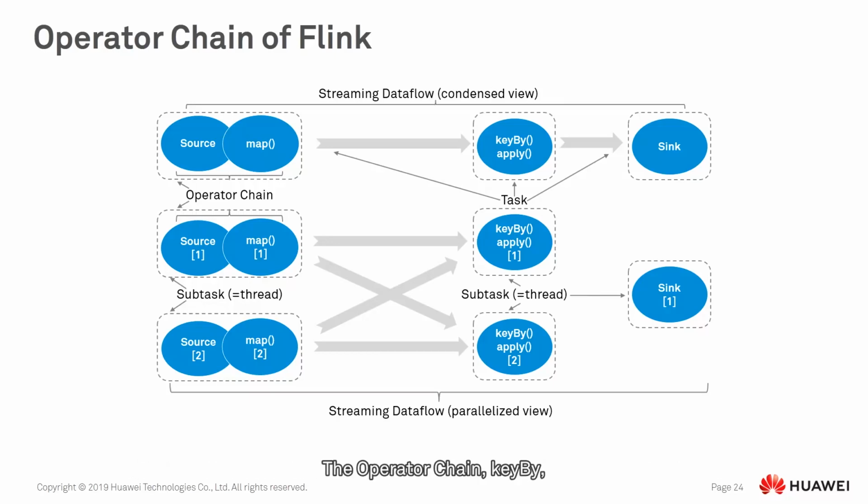The operator chain, keyby, and sink all represent an operator respectively and are connected with each other through streams. Each operator corresponds to one task during the running. Namely, there are three tasks in the preceding figure. In the lower part of the preceding figure, each task, except sink, is divided into subtasks, so the parallelism of sink operator is 1.